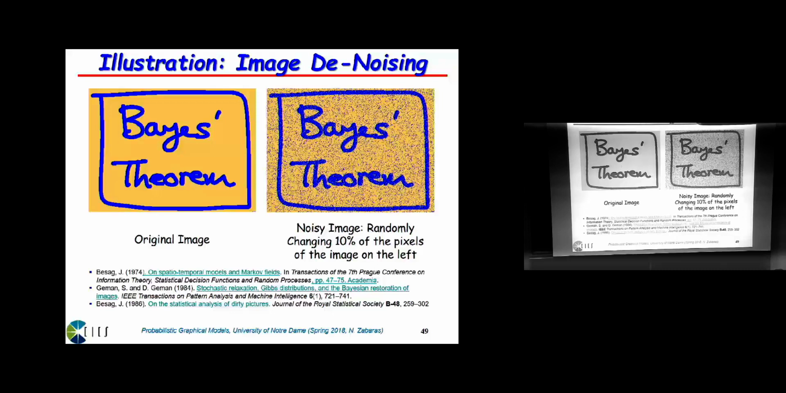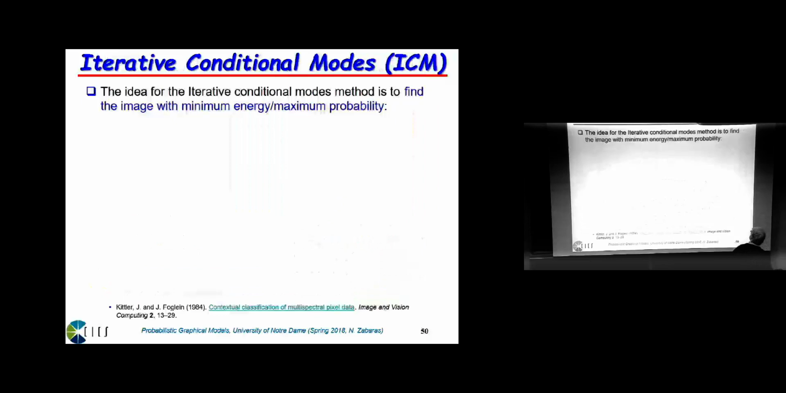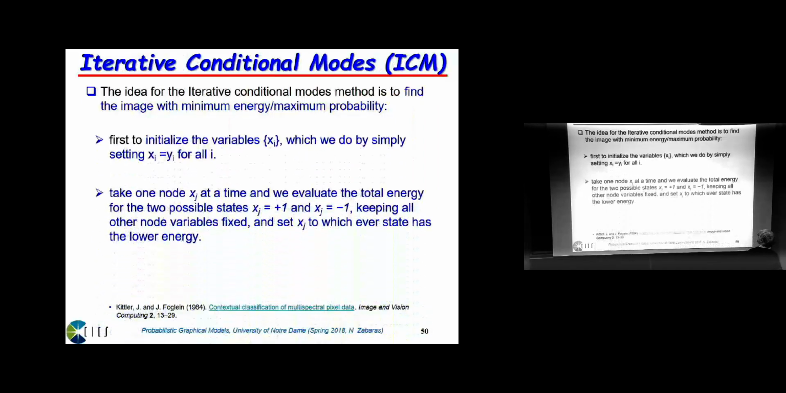Okay? So here's the idea. This is the original image, and you notice it's very clean. And let's say you take the original image and you perturb, from black to white or white to black, 10% of the pixels. So this is your noisy image, and you want from this noisy image to go back and compute the x's, all right? So the x given the y.